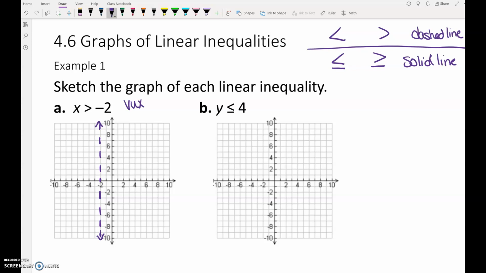X is going to be the shaded stuff. All of the x values that are larger than -2 need to be shaded. Where on this graph are the x values larger than -2? To the right. If you're a highlighter or a colored pencil person, this is totally your section.